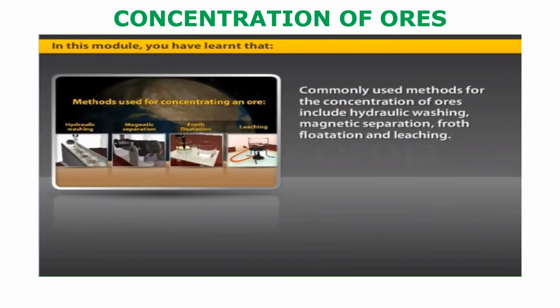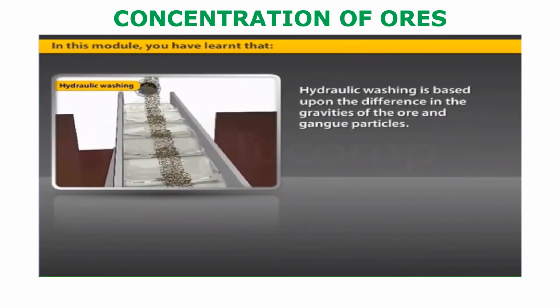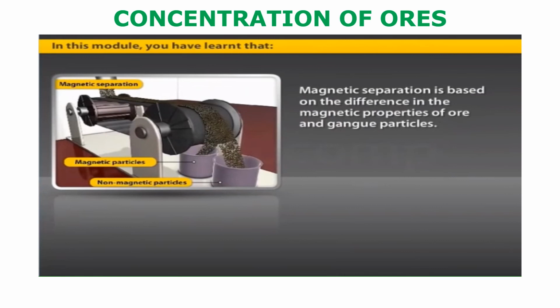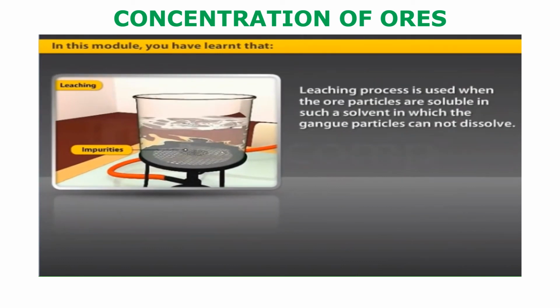Commonly used methods for the concentration of ores include hydraulic washing, magnetic separation, froth flotation, and leaching. Hydraulic washing is based upon the difference in the gravities of the ore and gangue particles. Magnetic separation is based on the difference in the magnetic properties of ore and gangue particles. Froth flotation process is based on the difference in the wetting properties of the ore and gangue particles. Leaching process is used when the ore particles are soluble in a solvent in which the gangue particles cannot dissolve.